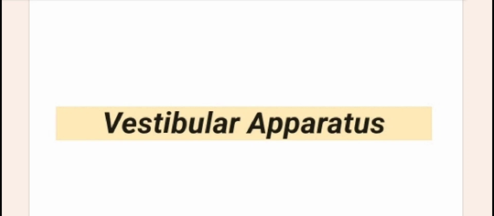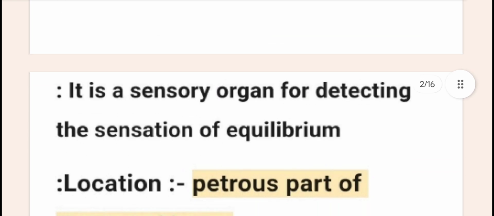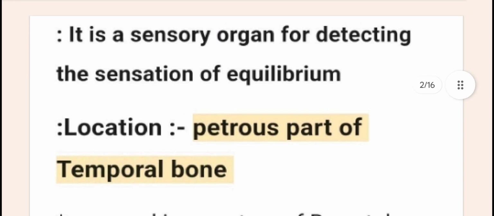Hello friends, today we will start the vestibular apparatus. Okay, so first we will see the definition of the vestibular apparatus, its introduction. So it is a sensory organ that is used for detecting the sensation of equilibrium. It is nothing but the sensory organ that is used for detecting the sensation of equilibrium.